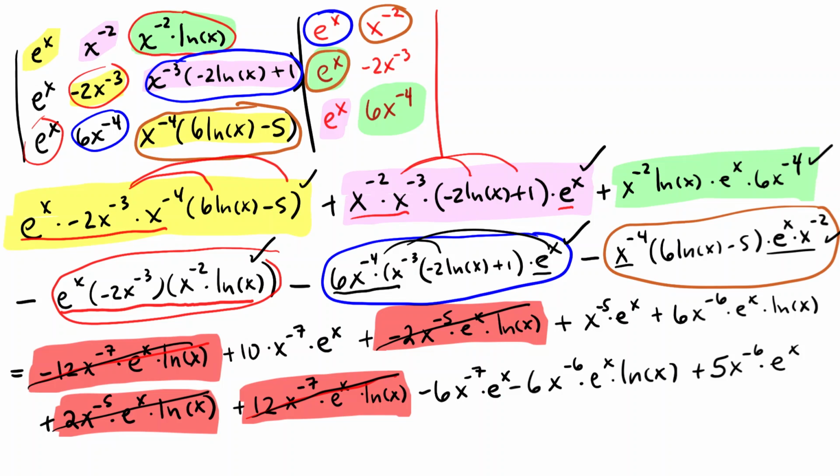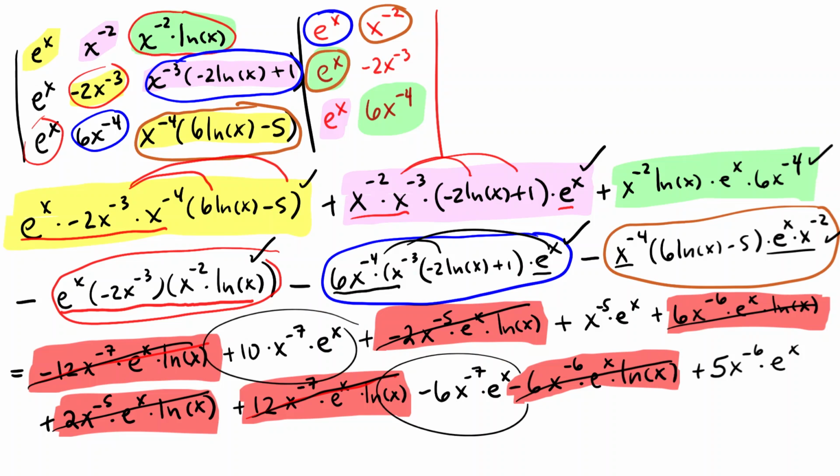Okay, see if we have any more cancellation. Here, this 6 x to the negative 6 e to the x ln of x cancels with the negative 6 x to the negative 6 e to the x ln of x. And while the remaining terms don't cancel, I do think we can at least group these ones and then see if we can simplify algebraically the remaining expression. So let's turn the page and work on simplifying what remains of our determinant.